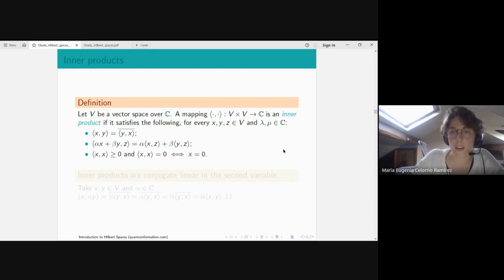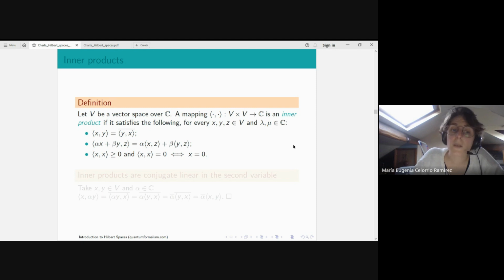And the third thing that an inner product must satisfy is that whenever we take the inner product of an element by itself, first of all, this is hidden in this statement, this inner product of an element by itself is a real number, which is always greater than or equal to 0, and is 0 if and only if this vector is the 0 vector. So if we have a mapping that satisfies these three things, we have an inner product.